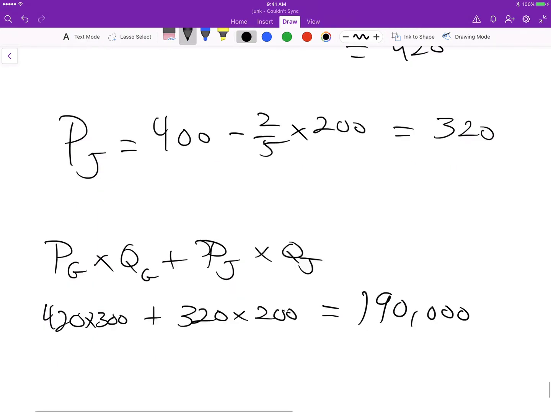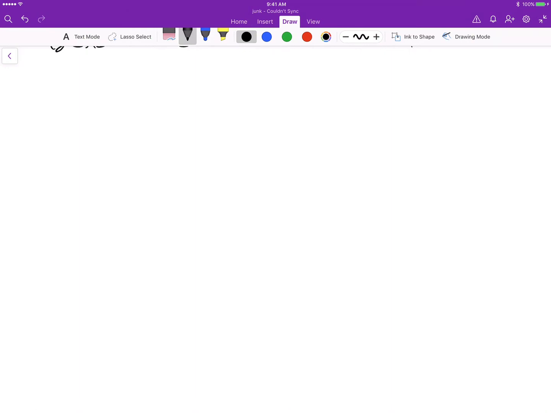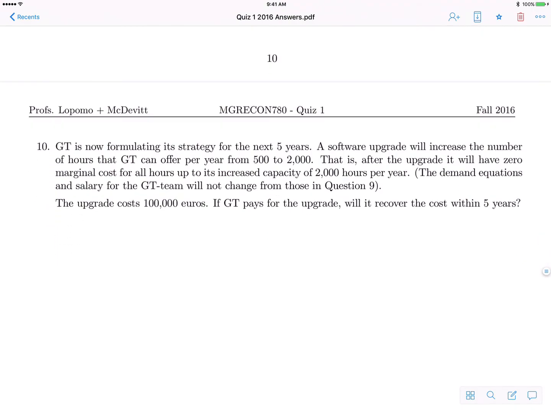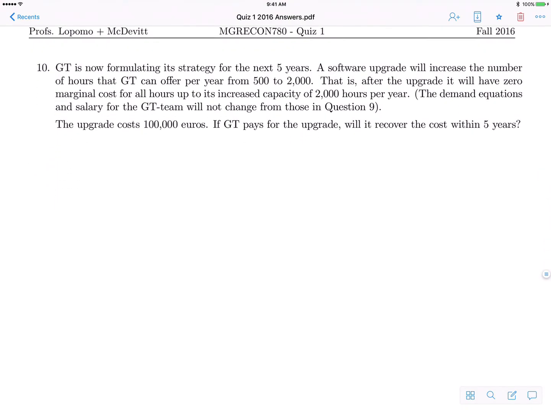That's question 9. Let's go back and look at what question 10 asks us. Question 10, the same setup, but now something's changed. There's some upgrade that expands capacity from 500 to 2,000 hours per year. To do that costs 100,000 euros. If GT goes ahead with the upgrade, will they make back their investment over the 5-year time horizon?